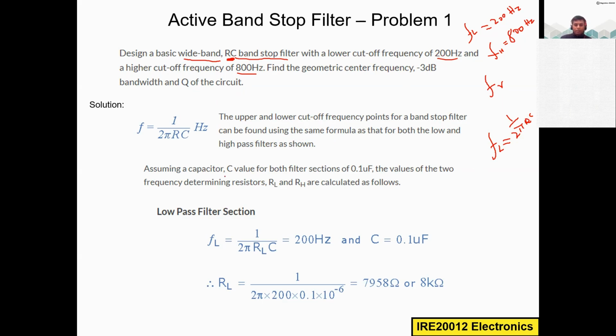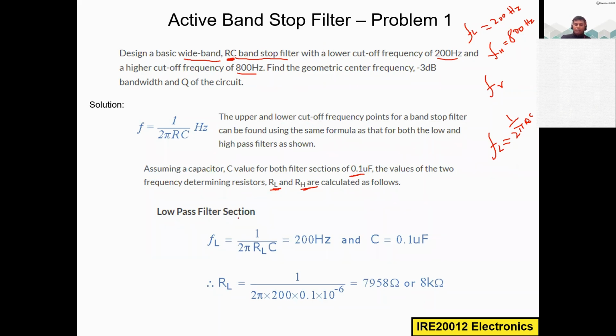Okay, so now let us just assume the capacitor values for both filter sections as 0.1 microfarad. The values of the two frequency determining resistors, this RL and RH. Here you see they did not give the resistor values. They did not give the capacitor value also. That is why we at least need the value of either component. So we assume the capacitor value. So now we can calculate these resistor values.